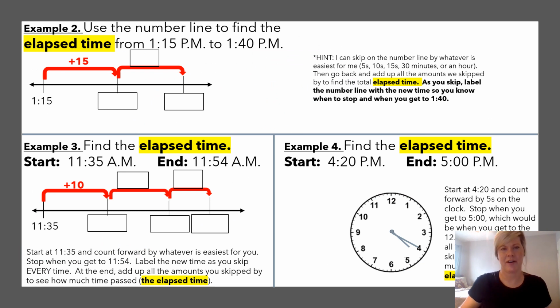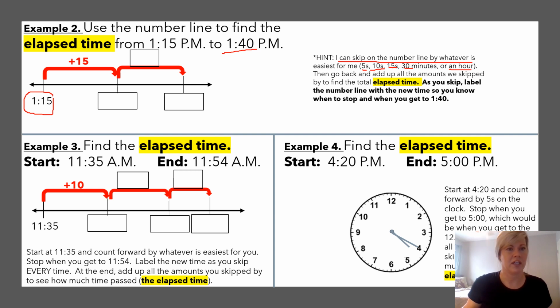Okay, here we go on example 2. Use the number line to find the elapsed time from 1:15 to 1:40. So 1:15 would go at the beginning of the number line, and we're going to skip by whatever is easiest for you until you get to 1:40. A hint: I can skip on the number line by whatever is easiest for me. 5s, 10s, 15s, even 30 minutes or an hour.